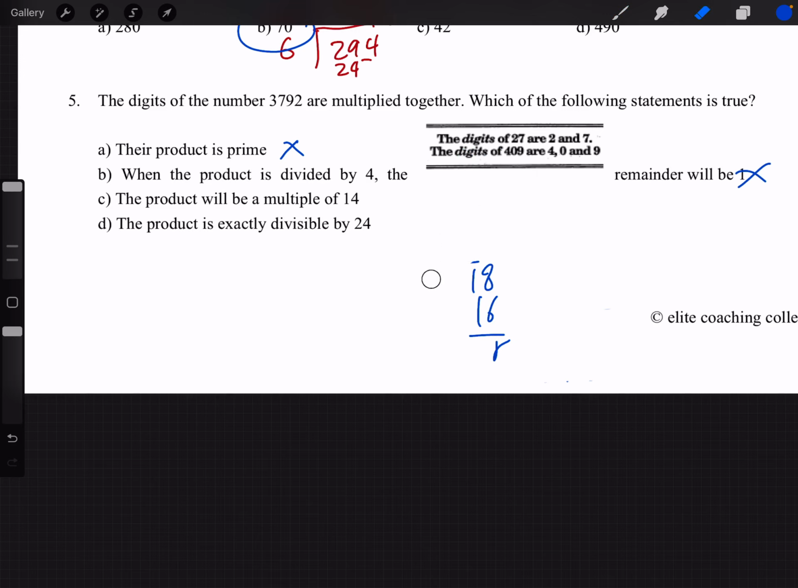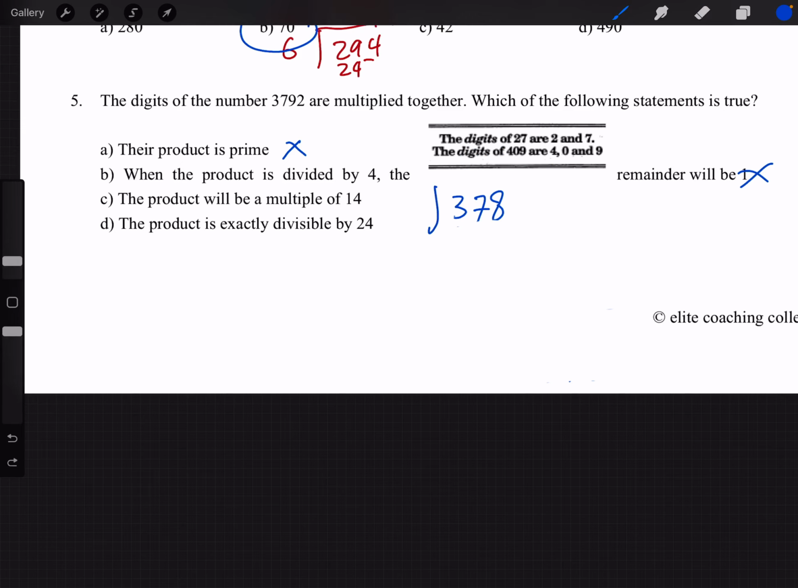Next one says the product will be a multiple of 14. Whoops, did I just drop out the answer? Okay. Let me just get rid of this. Okay, so this one's a multiple of 14. So let's divide it by 14 and see if it works. 37 divided by 14 is 2. 2 times 14 is 28. That will be 2 plus 7 is 9. 98 divided by 14. How many 14s go into 98? Would it be 7? Let's try 7. 7 times 14, yep, 98. So therefore, yeah, it is a multiple of 14, because it can be divided by 14.